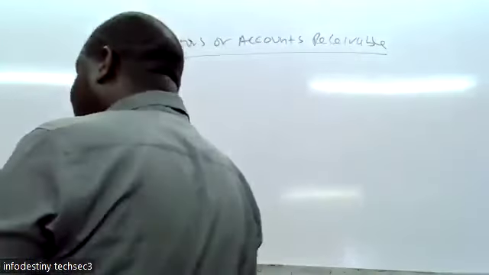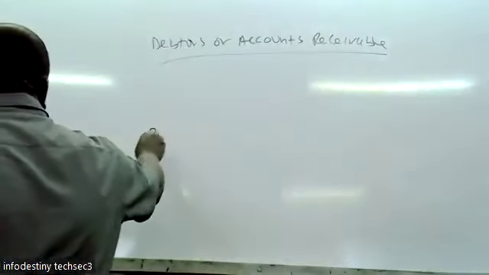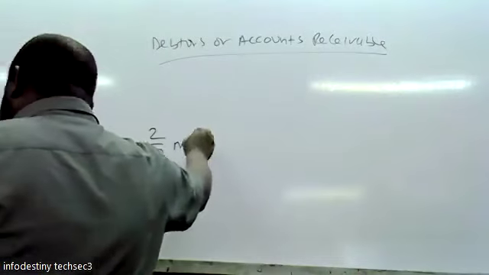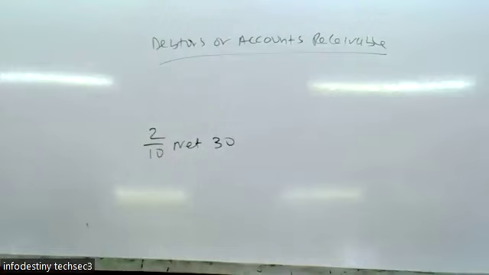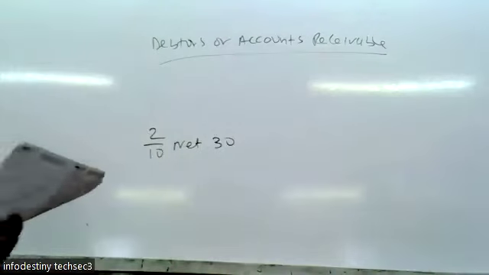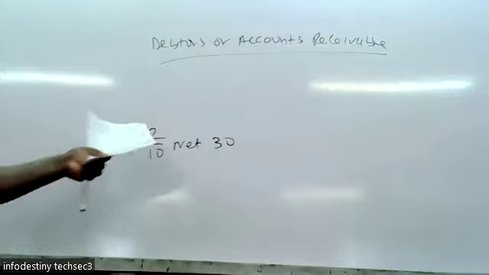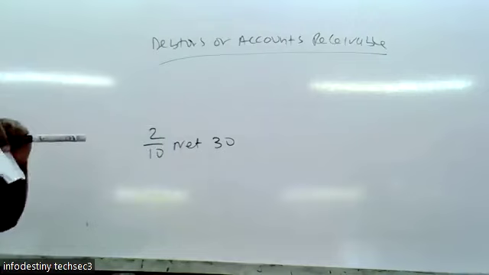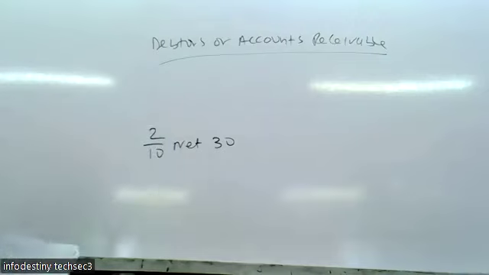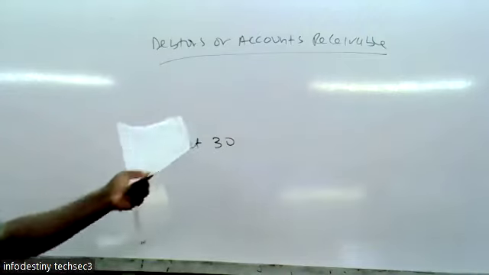When you are given a term such as 2/10 and 30, you will be getting that term in your exams, in your questions. What it simply means is that the 2 is the discount rate, and it is a percentage. 10 will be the discount period, that is, they will give you a discount for how long. Then 30 will be the credit period.